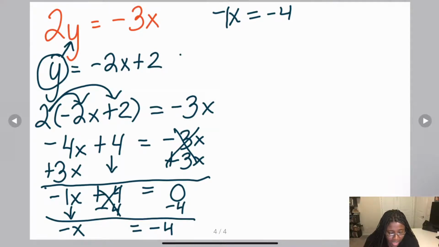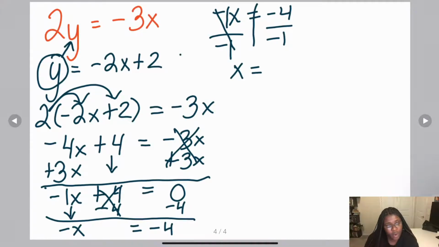So to get rid of it, since it's being multiplied, we're going to divide by negative 1. And whenever you do that to one side, don't forget you have to do it to the other side. And when I say side, remember it's the equal sign. So negative 1 divided by negative 1 will cancel out, and now your x is positive. And negative 4 divided by negative 1, now your 4 is positive as well. So I found my x value, x equals positive 4.